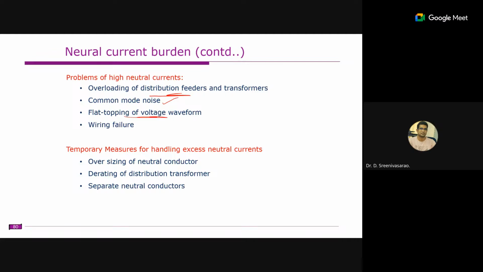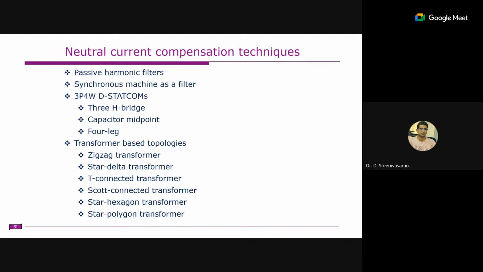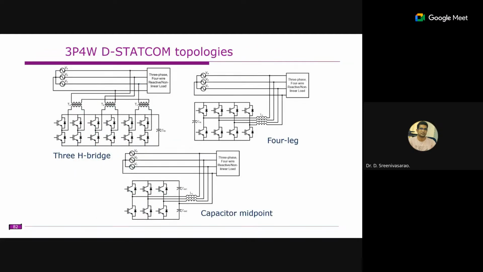It also causes flat topping of the voltage waveform and wiring failure. Some of the temporary measures are oversizing the neutral conductor and derating the transformer, and also separate neutral conductors for different applications. The commonly used DSTATCOM solutions for this neutral current are the three-phase H-bridge topologies, the four-leg topology, and the capacitor midpoint topology.